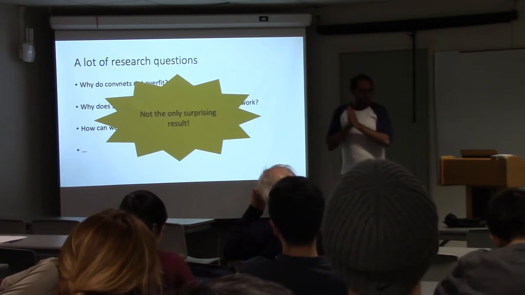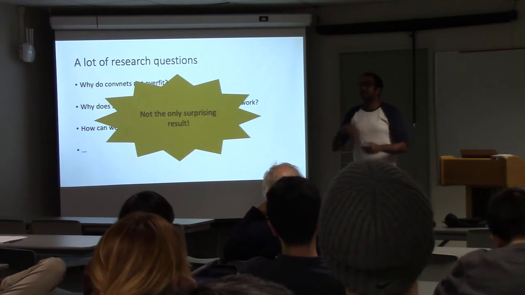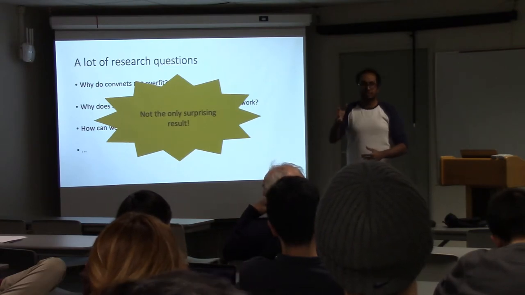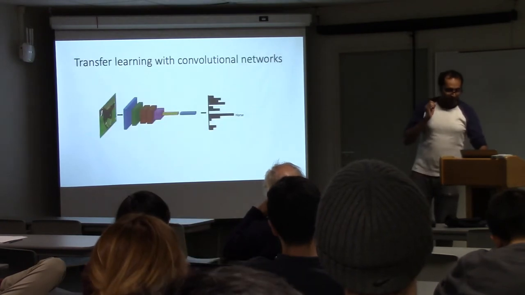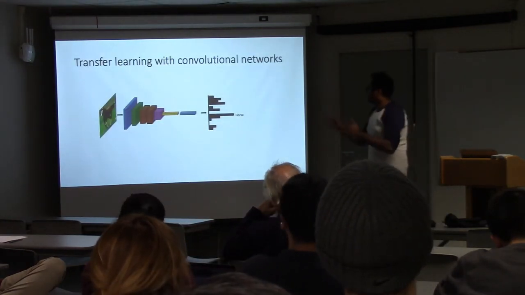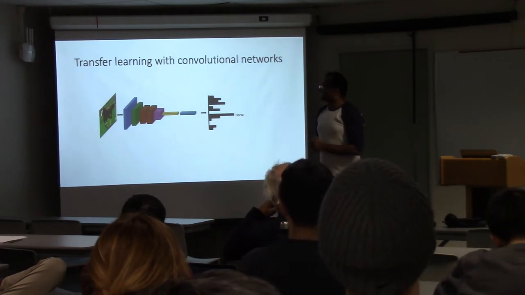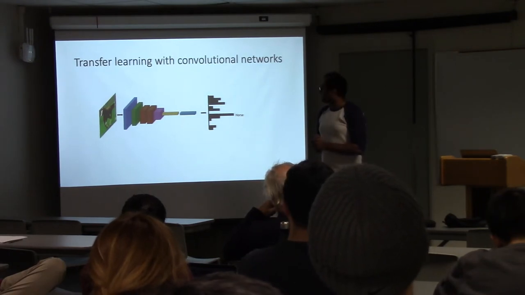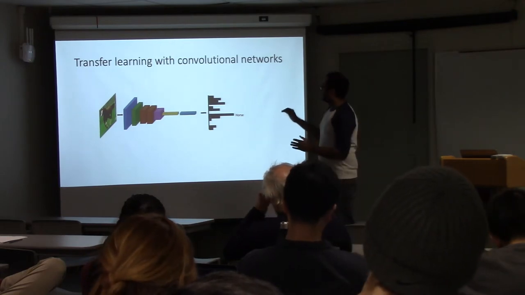Following this initial result that convolutional networks can be trained to do this 1,000-class categorization very well, we, as in the community, started figuring out that these networks actually seem to have gained some sort of general understanding of images. So let me be clear what I mean.